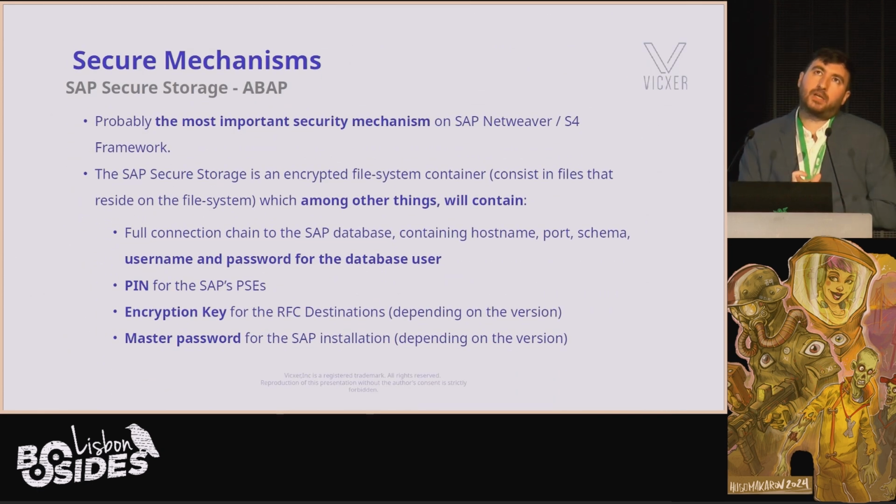So we got operating system commands, we got access to the database, we're able to crack the hash, we got the application level access. What else can we do? Well, the most important security mechanism that SAP has for both ABAP and Java is called secure storage. We're going to see only the one for ABAP because it's the most important. Pretty much, the secure storage is a file system container that is encrypted. Nothing out of the ordinary.